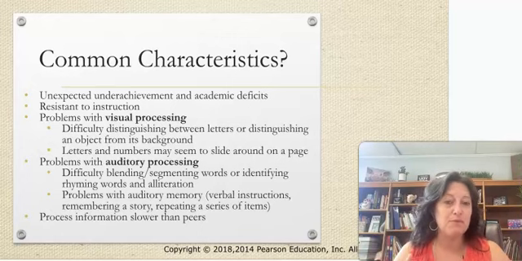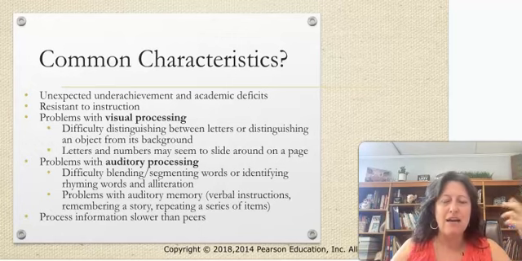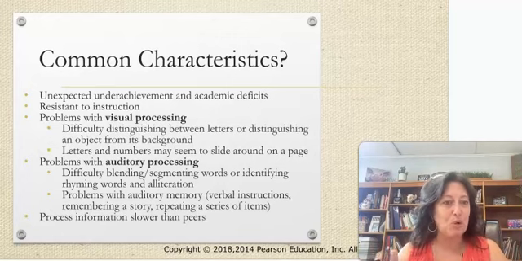You also have some problems with auditory processing. So difficulty blending words and segmenting words, or when others do it for them. A tough time hearing those sounds, difficulty picking rhyming words, or alliteration. And then there's also problems with auditory memory.